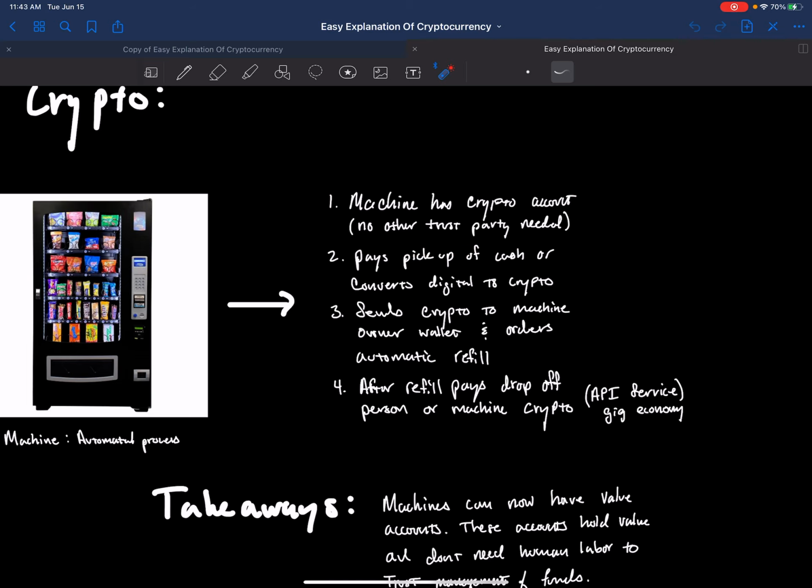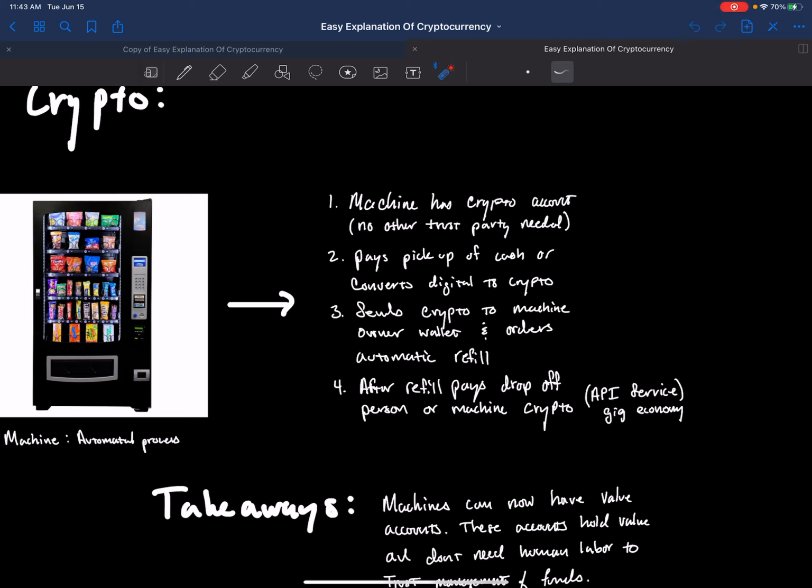So hopefully you can start seeing this in your mind's eye, how this could be useful, because now you can automate business, you can automate financial instruments, and using automation cuts costs in many different ways. So the machine can now have an account. The machine can automatically pay for pickup of cash or convert digital to crypto. Like if someone uses a credit card, it can convert that into crypto and have a balance. The machine can have a digital balance. And it could automatically send that to the owner.